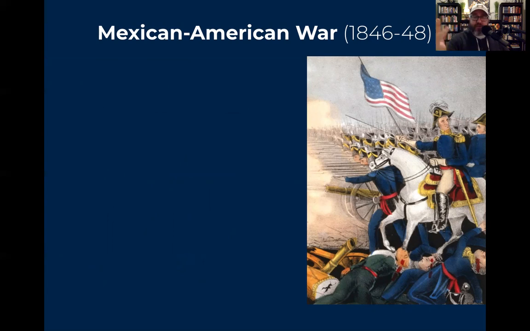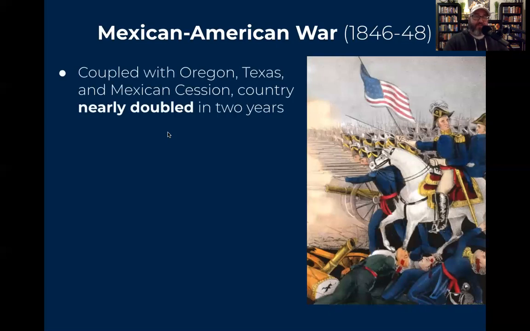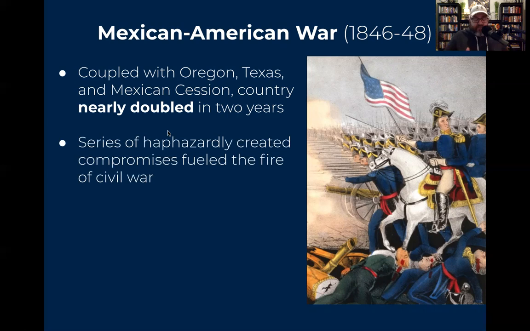If we're looking at sheer geographic size, it's the Louisiana Purchase, then the Mexican Cession territory, pretty much California, modern-day Nevada, modern-day Arizona, and New Mexico. I would say Texas comes in, the annexation of Texas, as the third largest territorial acquisition, and then the Oregon Territory being the fourth of those territorial acquisitions. So coupled with Oregon and Texas, the Mexican Cession, the country nearly doubled in just two years. And because of this fast pace, and I mean fast in the historical sense, just over a couple of decades, this does create a series of haphazard compromises that are fueling the fire of civil war.